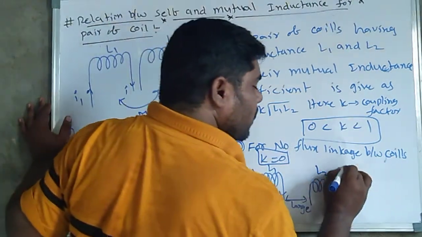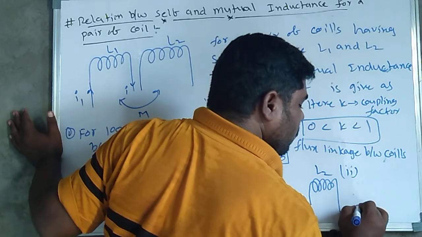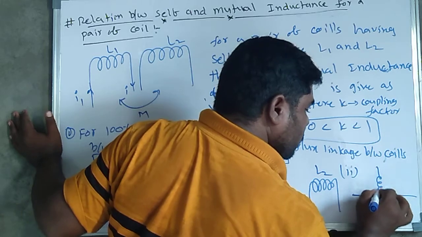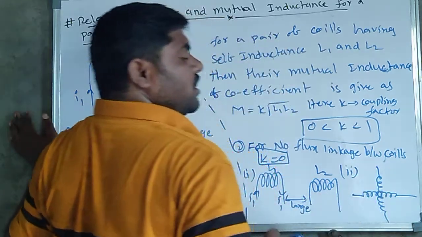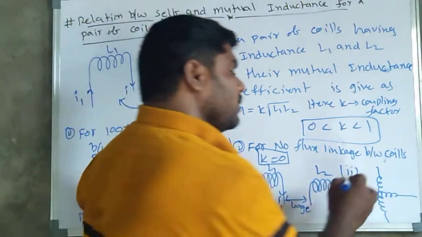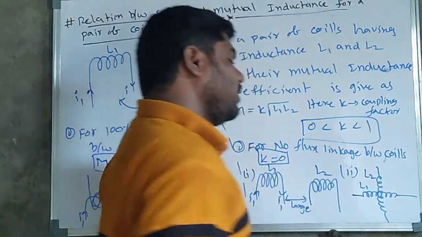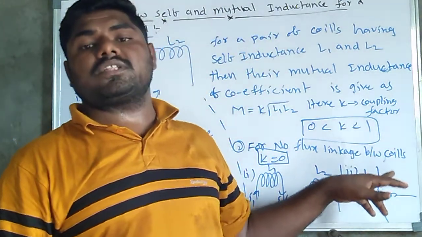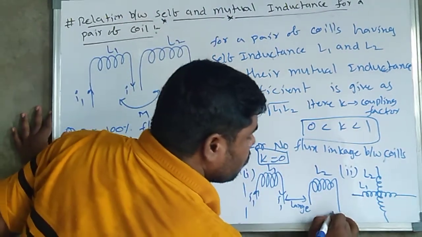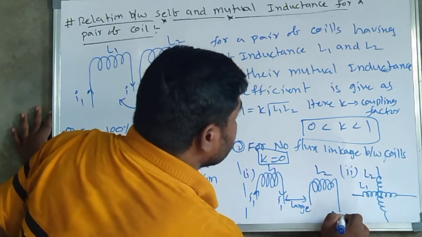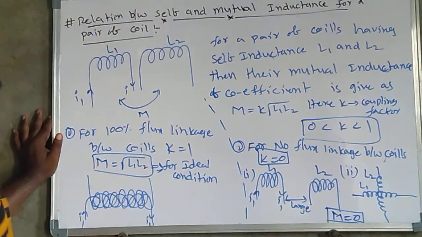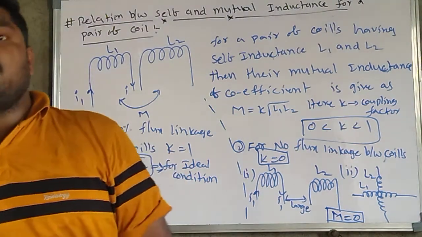One more case is also possible. This is the first inductor and this is the second inductor. Here the current passes through L1 and L2, but no linkage flux enters the second one. In this situation also K is equal to 0. If K is equal to 0, the mutual inductance coefficient value is also 0. This relation is very, very important. Based on this, they will ask numerical problems.